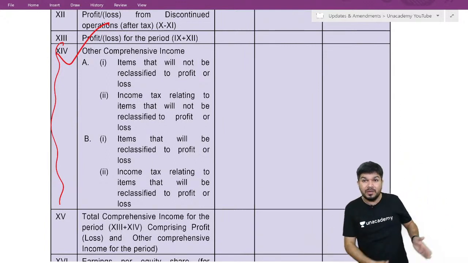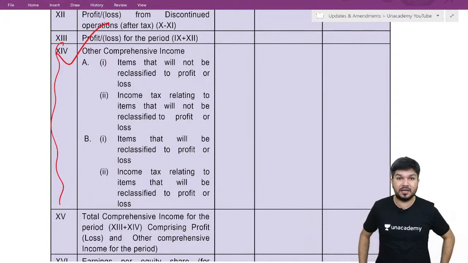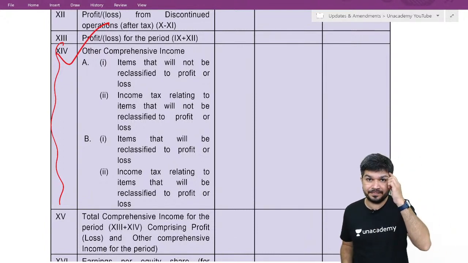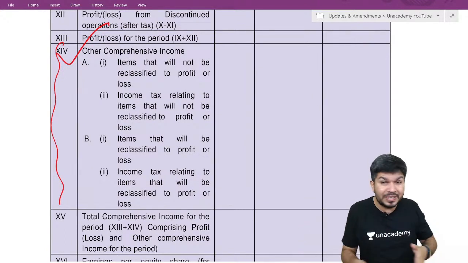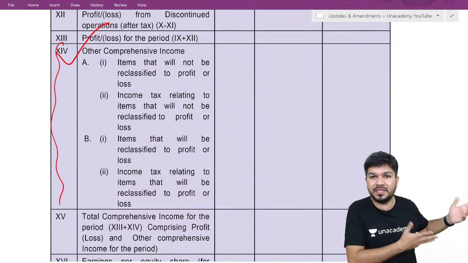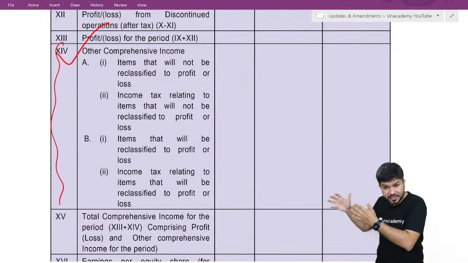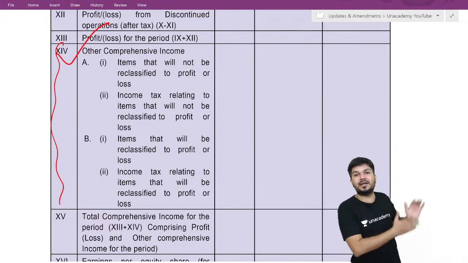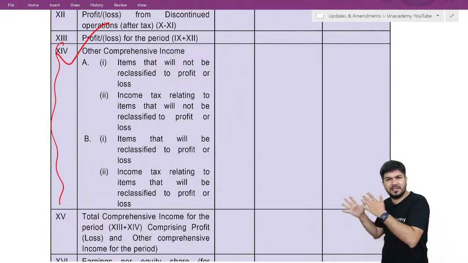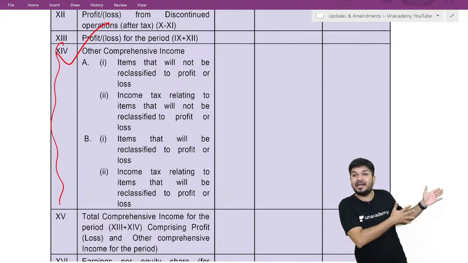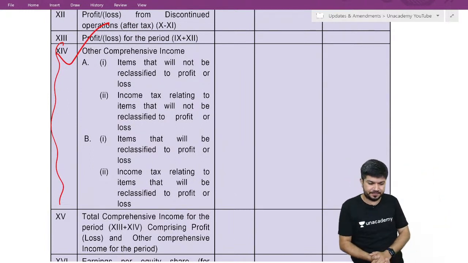OCI means it's accumulated under other equity. I repeat again. See, if there's a profit coming in P&L, from P&L it goes to retained earnings in other equity. Same way, if something comes in OCI, like revaluation surplus, the current year effect comes here, then it's accumulated in other equity. Next year again we do revaluation, the current year effect is here, the opening was already there, plus something is added in other equity. That other equity will show the accumulated OCI balance.